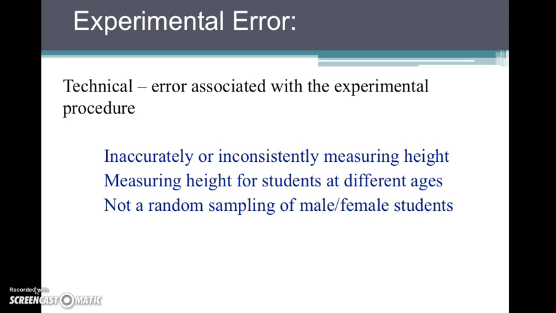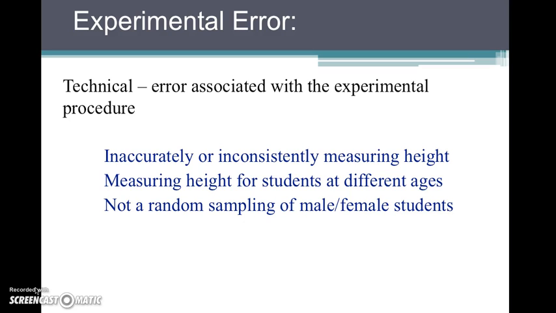Okay, the other type of experimental error is technical error, and that is error associated with your experimental procedure, and you want to try to minimize this error as much as possible. So in our example here, we could have inconsistent measuring technique, right? So we need to make sure that we normalize: either everybody takes their shoes off before we measure their height or nobody does, right? We need to make our measurements as accurate and consistent as possible.